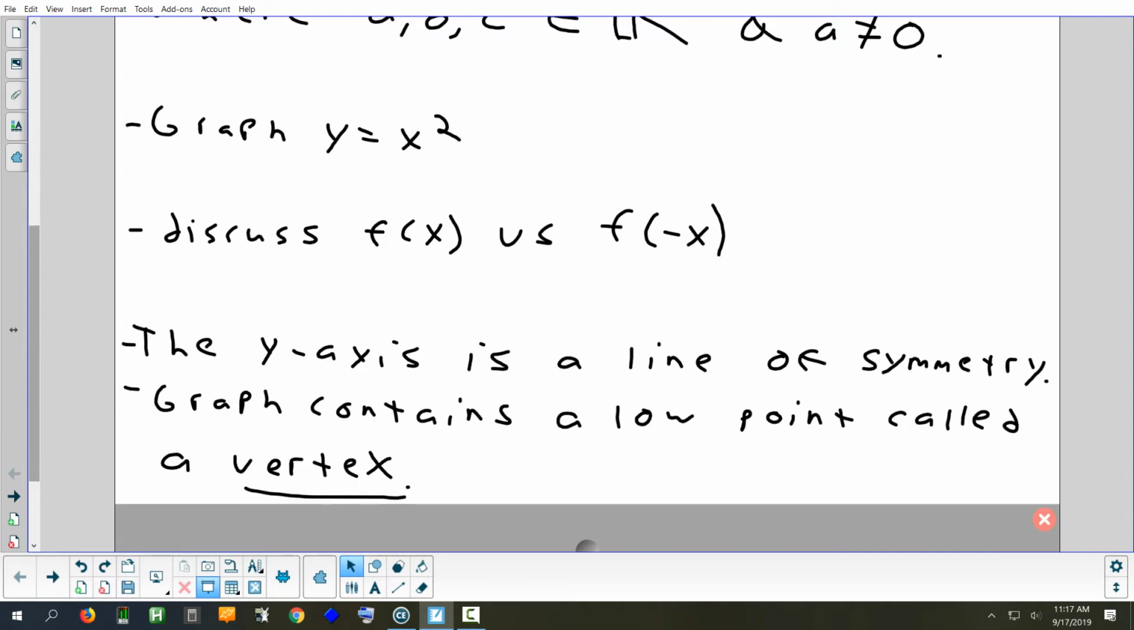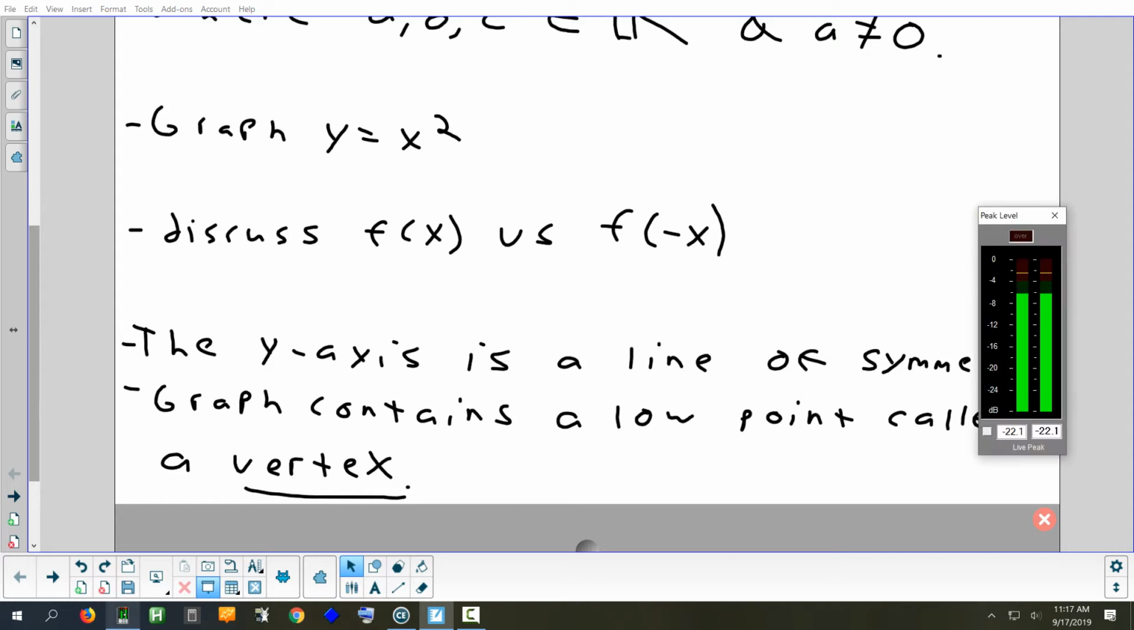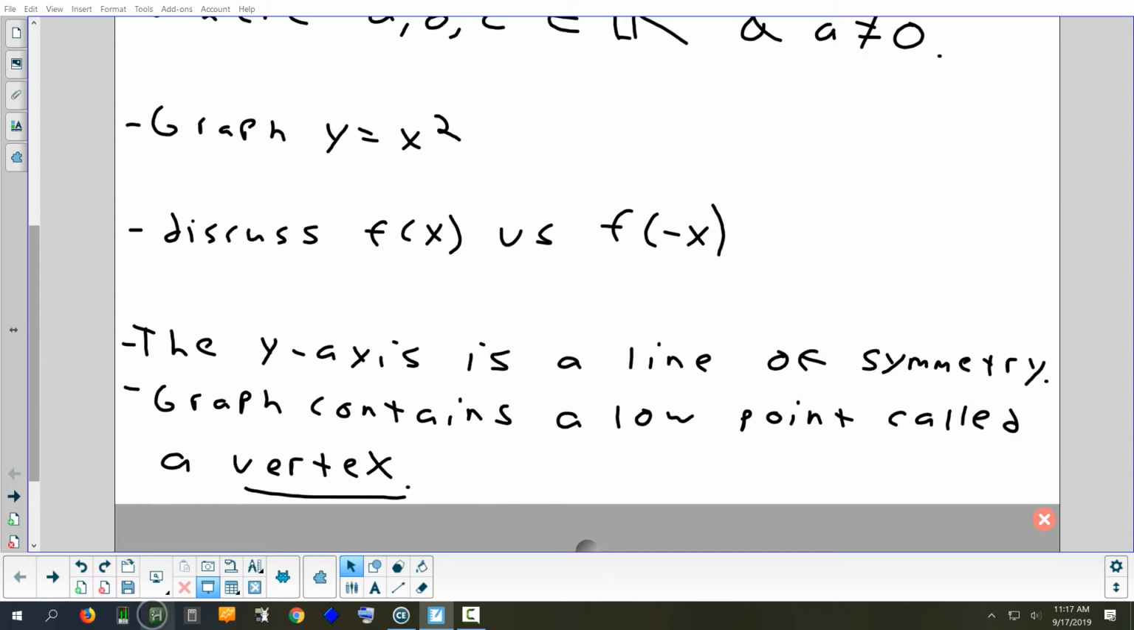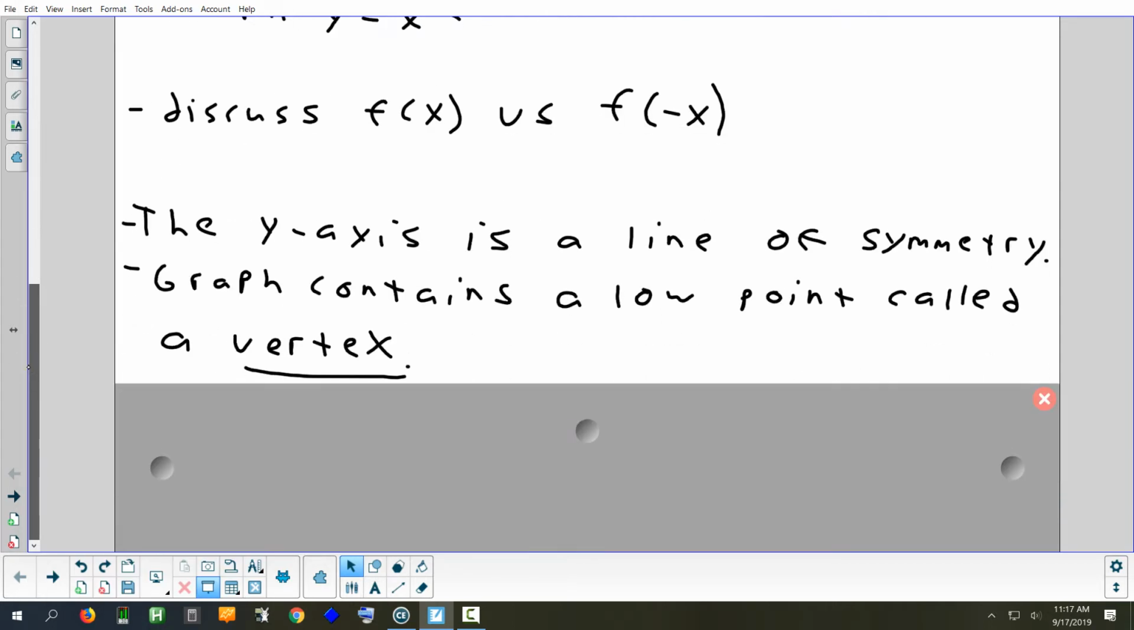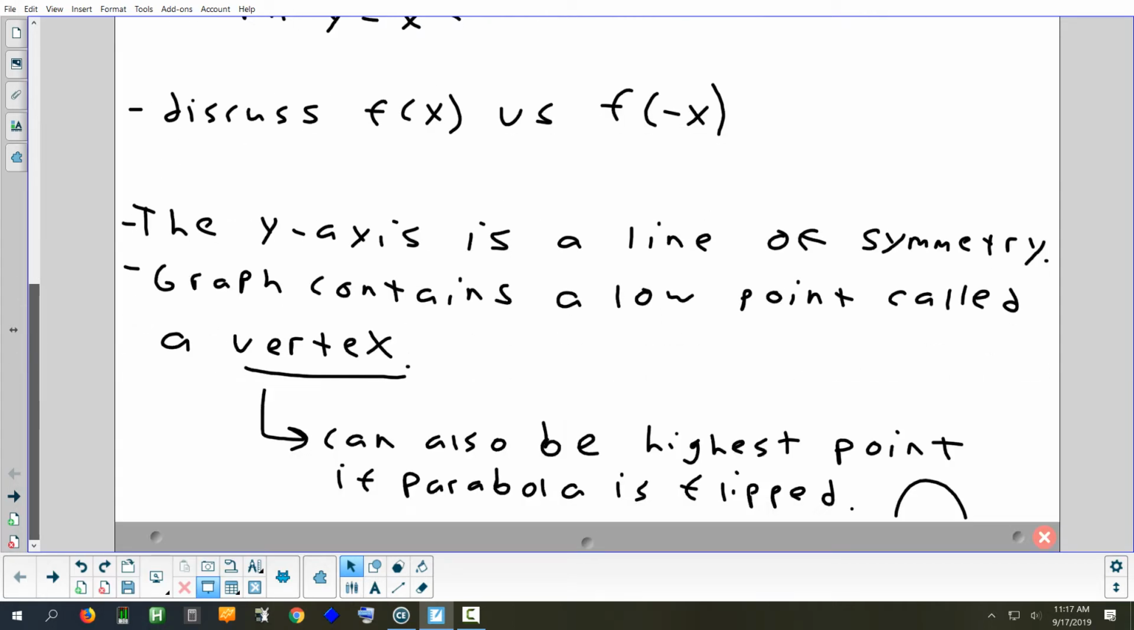Now parabolas, this particular parabola, the one that I have in red, contains a low point that's called a vertex. Now the one in black also contains a vertex, but it's the high point. Okay, so a vertex can be a low point, or it can be a high point if you flip the parabola over.